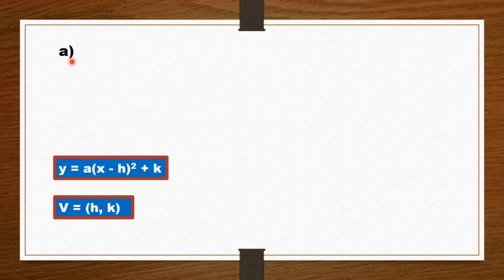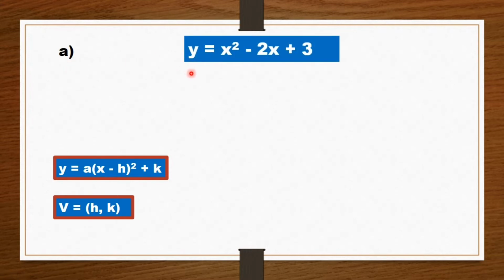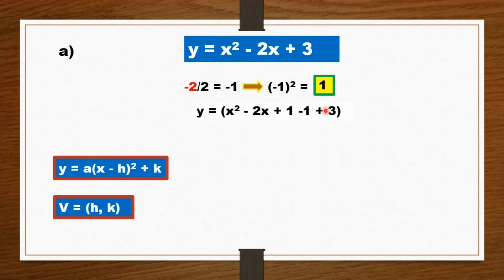Problem A. y is equal to x squared minus 2x plus 3. The x term coefficient here is negative 2. So we divide it by 2 and square the result. So negative 2 divided by 2 is equal to negative 1, and negative 1 squared is equal to 1.